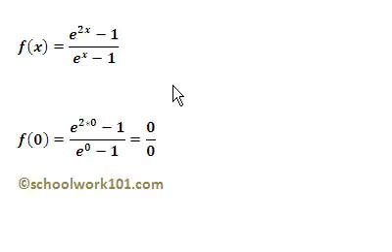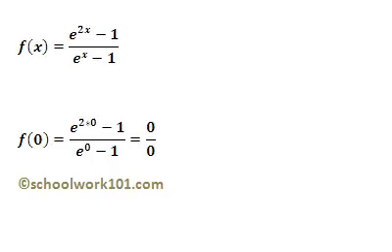Okay, we are solving limits, and we're doing it numerically. This function here involves an exponential function: e to the 2x minus 1 over e to the x minus 1. Let's say we wanted to evaluate this function at 0. So we would plug 0 in, and we end up getting 0 over 0, which is undefined at 0. And we'd probably like to know what it would at least be close to, right?